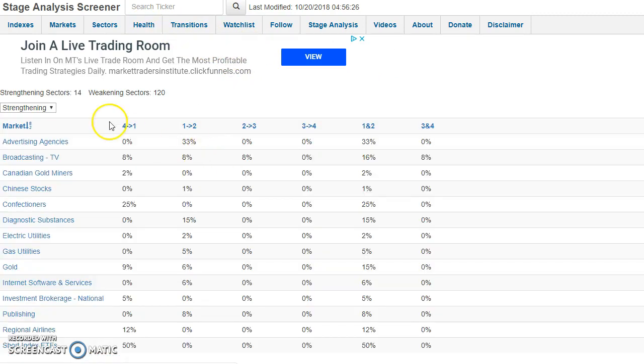If you go to the health page, you can see that very few sectors are strengthening over the last week. It was all just utilities and gold a little bit, and most things are weakening.